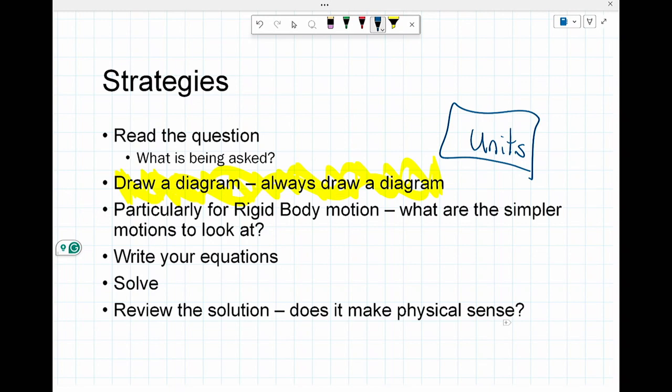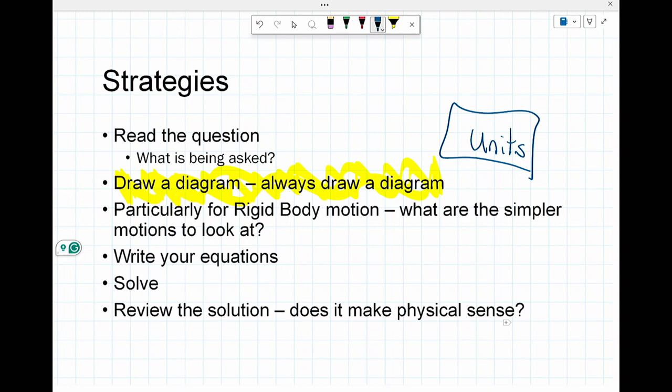I'm going to have time to do at least one of the examples, and I wanted to because of rigid body motion. You always look for the simplest motions to look at. You do not solve, for example, for the omega of the general plane motion. You inevitably have a simple rotation or translation from which to work from, and that's what you're going to do.